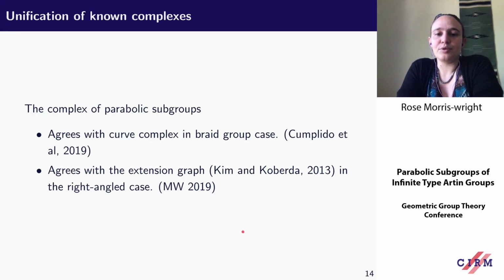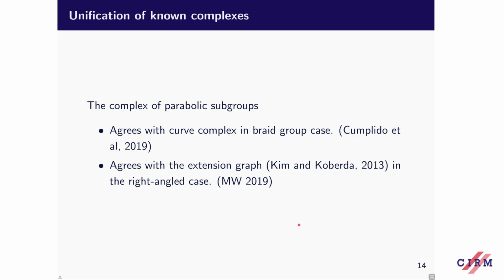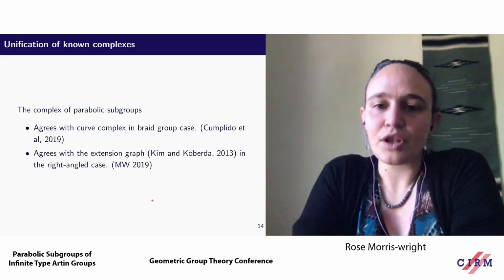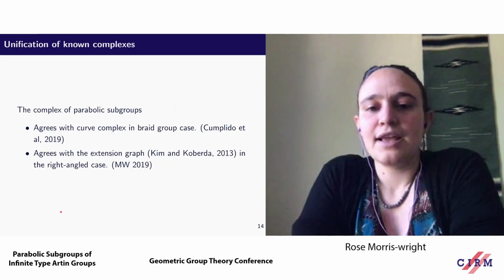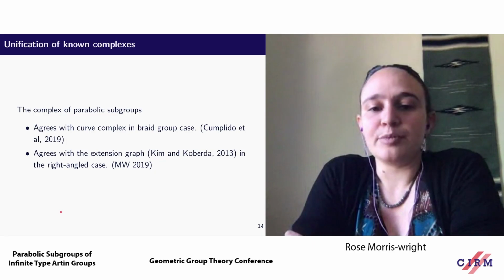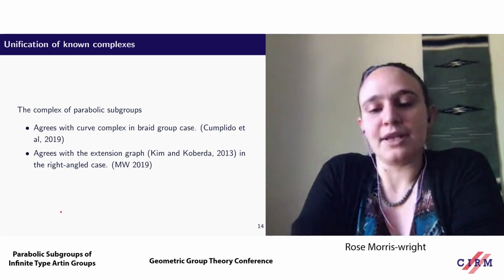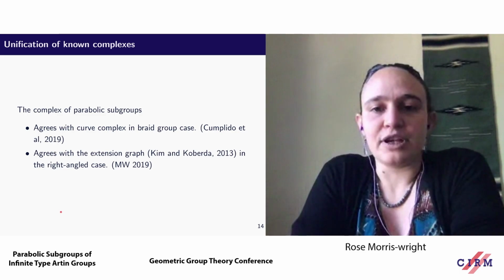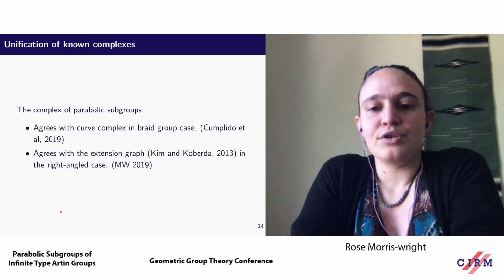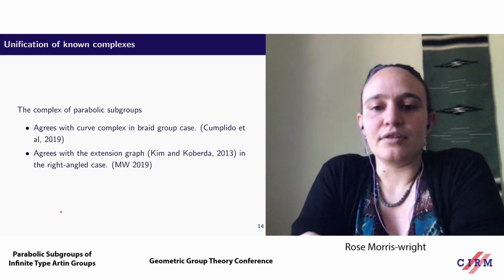Really, I just want to point out some of the properties that we know of this complex. One property that we know is that in the braid group case, it is the curve complex on the nose. It's the exact same complex when we look at it in terms of that bijection that I had on the slide earlier. So this is really showing us that this is a good idea.